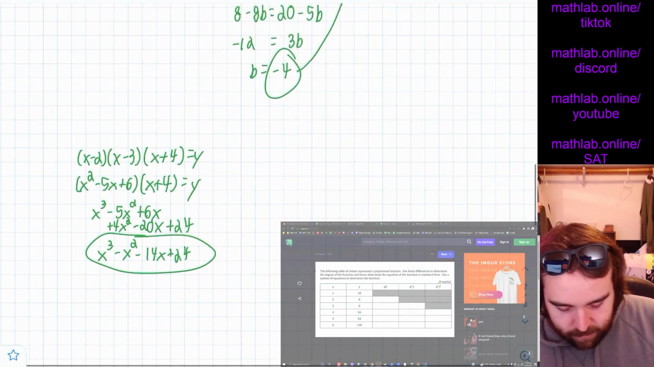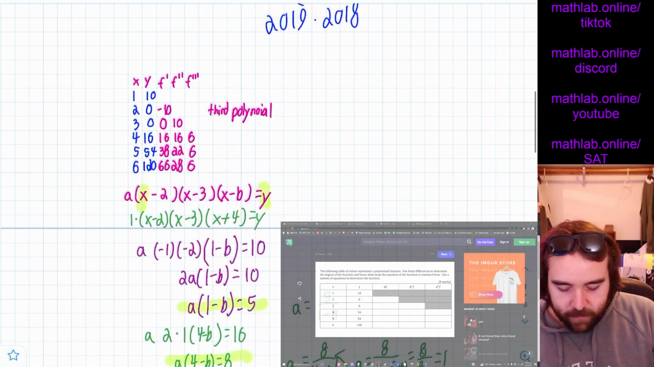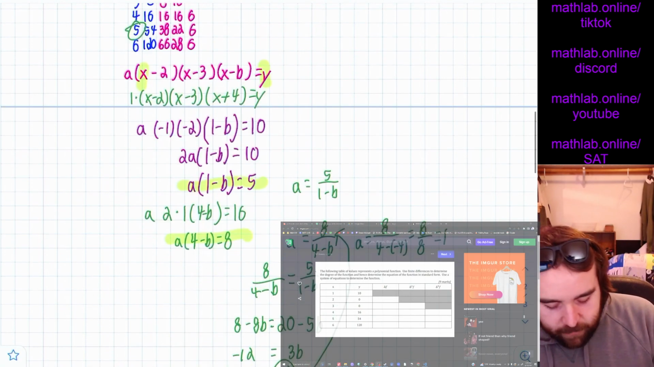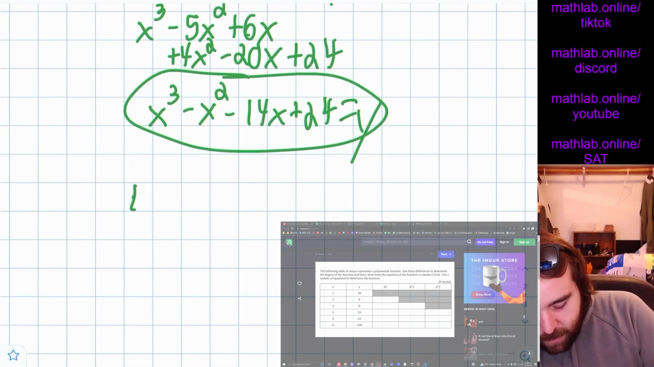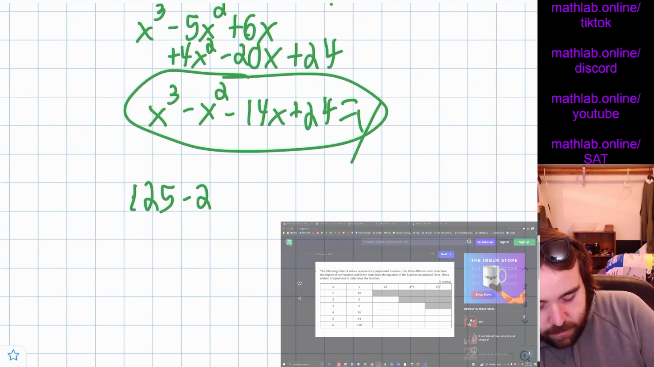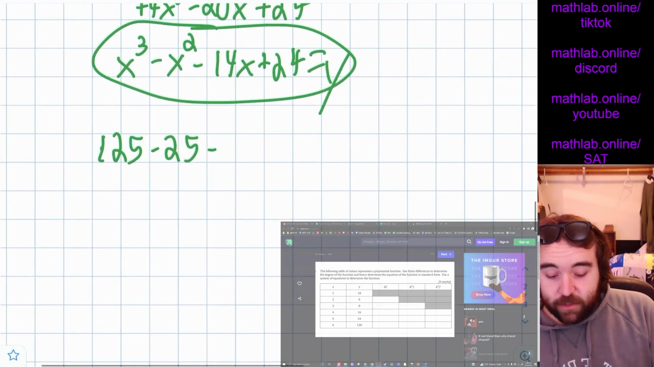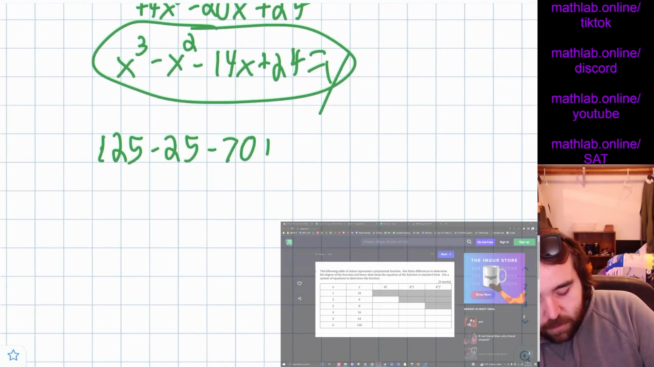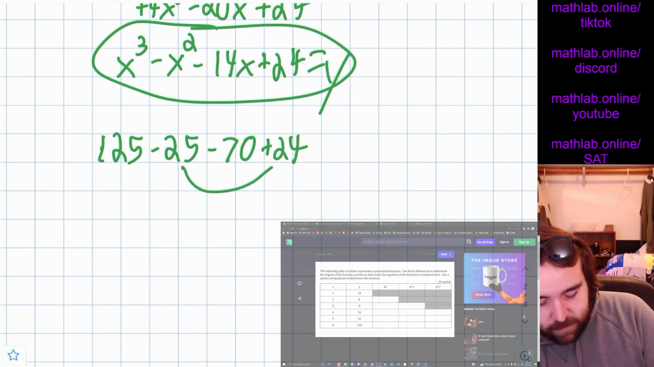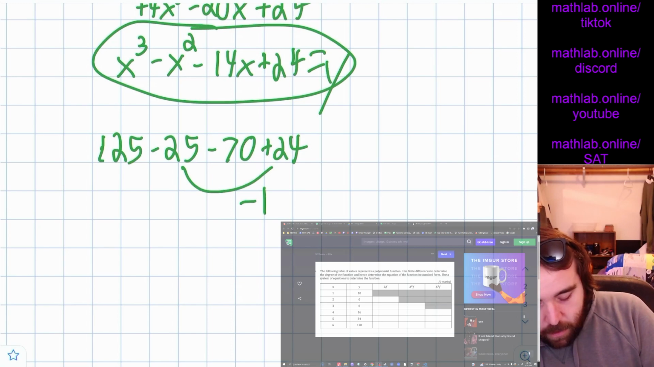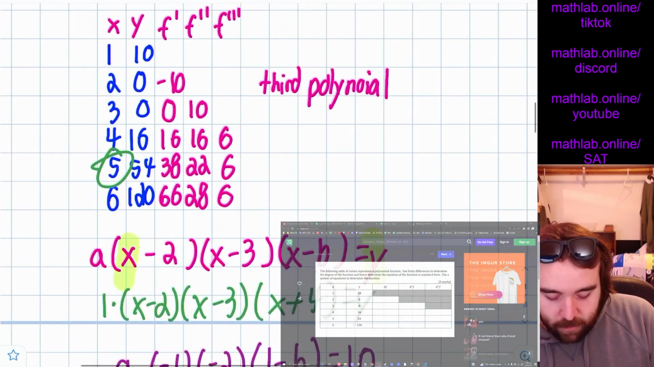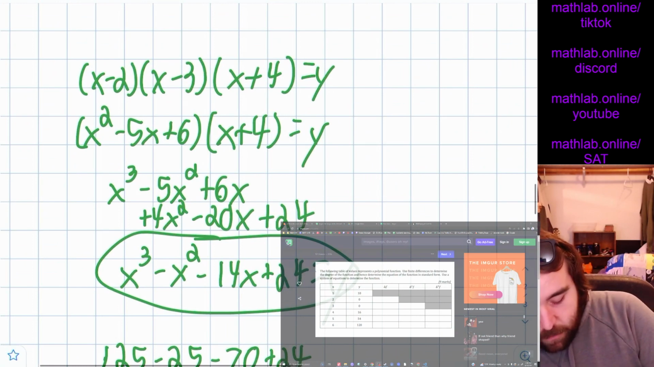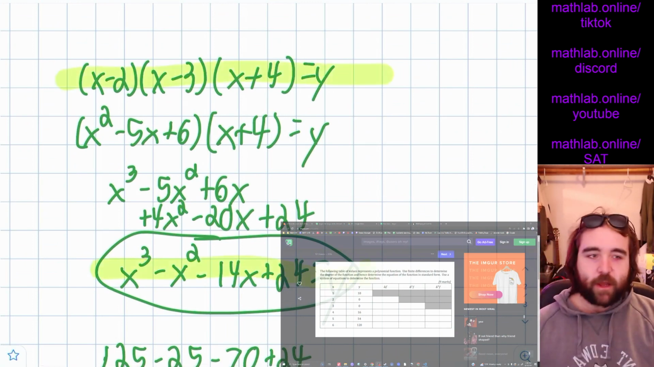And that is our polynomial. Just to check our answer, let's plug in 5 real quick. See if we get what the number was. So we plug in 5, 125 minus 25 minus 14 times 5, 70, plus 24. So let's see. That combines, that's negative 1. 125 minus 70, that's 55. So we should end up with 54. Is that right? Yes. So there you go. There's your polynomial, depending on which way you want it.